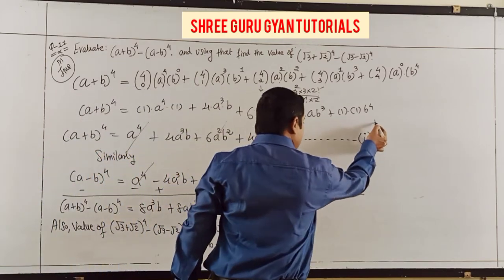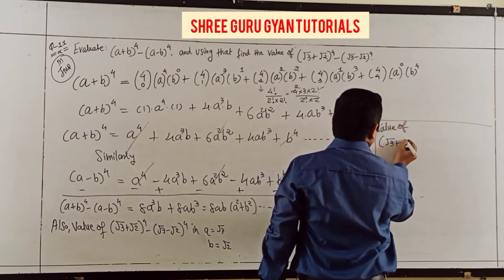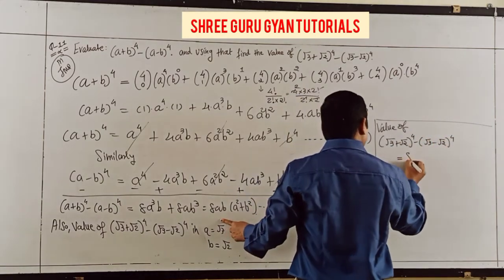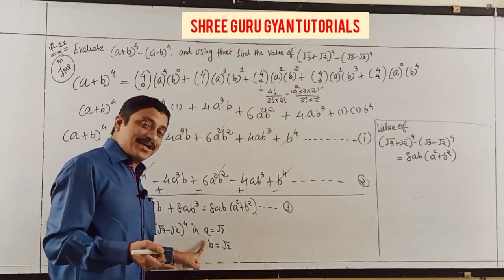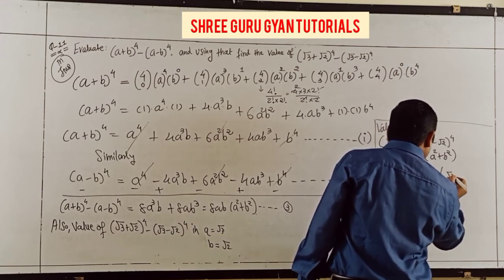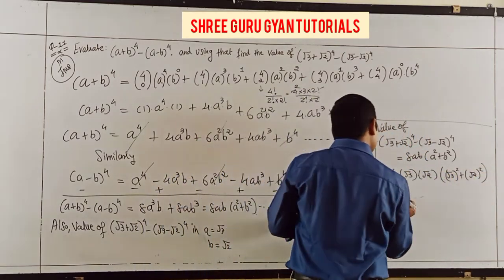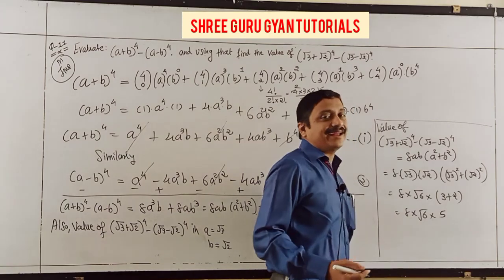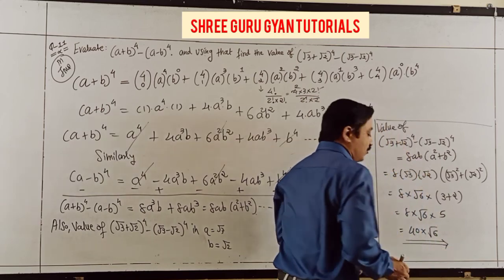So, my last answer: the value of (root 3 plus root 2) to the 4 power minus (root 3 minus root 2) to the 4 power is applied by this rule, 8ab (a square plus b square). According to the data, comparing, a is your root 3, b is your root 2, here root 3 squared and root 2 squared. Now calculate: it is 8 root 6 and that will be 3 plus 2, and that is how much? 5. So 40 root 6, that's the final answer for this numerical.